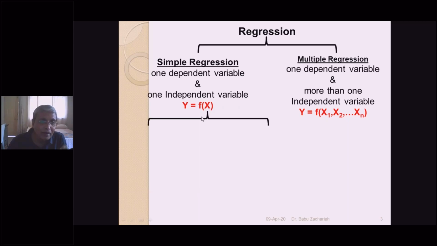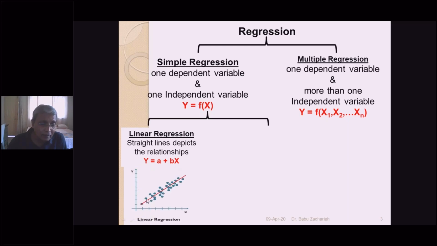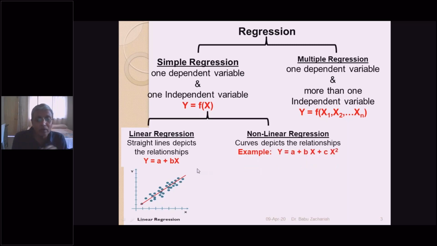So here, again, there are two subtypes. First one is linear regression, where there is one y value and one x value connected by a linear equation. Means here the scatter will be in the form of a line only. The line can describe that. Whereas in the other one, non-linear regression, curves depict the relationship. Curves can be of many types. One particular example I have given here: y is equal to a plus bx plus cx squared.